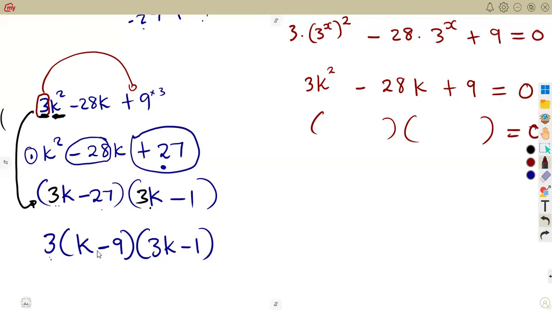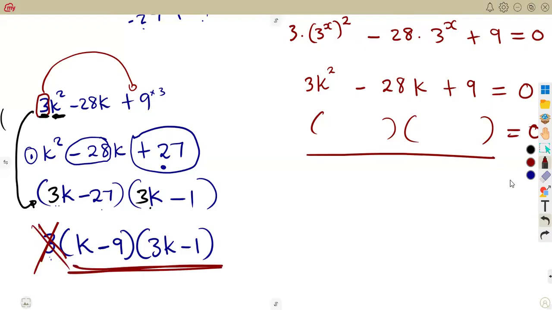So this is it. The 3 that you factored out is not part of your question. You take it away. This is your answer from these two brackets. You're going to obtain k minus 9, 3k minus 1. Or you can start with 3k minus 1, k minus 9. It's up to you. But this is what you're going to have: k minus 9, 3k minus 1.